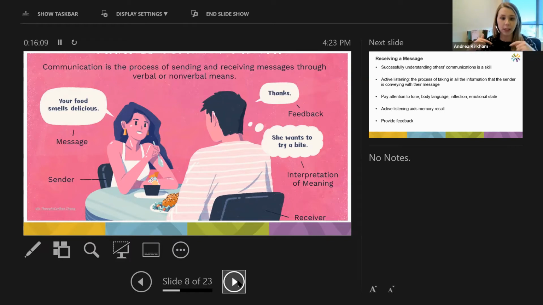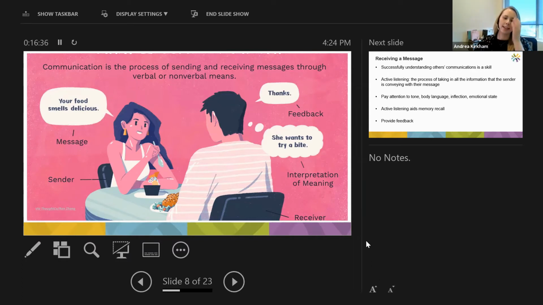She's seen the food on the table, processed that in her head, and she's now representing it through verbal oral speech, saying your food smells delicious. So that's what the sender has done. But now we're looking at how the receiver is receiving the information, because communication is a two-way street. So it represents how both people are processing this information.